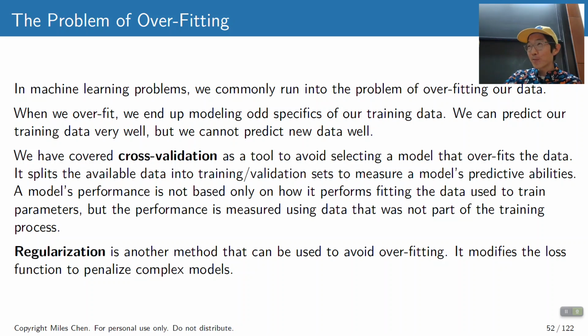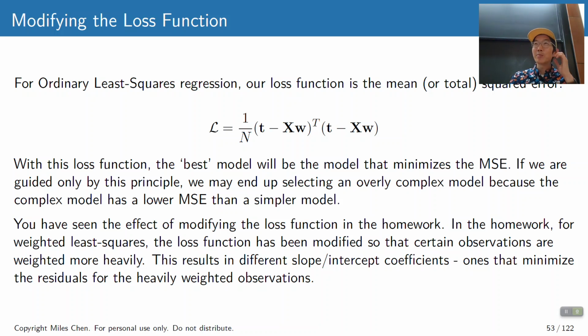We want to fit our data and shrink our mean squared error as much as possible, but we're also putting in a restriction by saying you're not allowed to have a super complicated model. Right now, before regularization, this is our loss function: mean squared error, which we want to shrink. If we just want a model that minimizes the mean squared error, we could end up picking a model that's overly complicated.